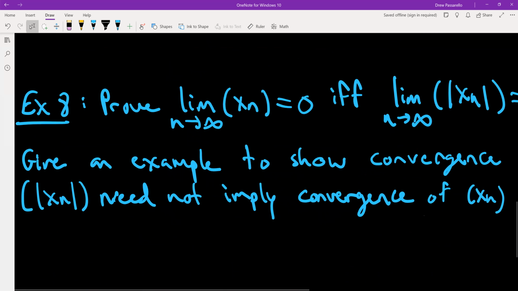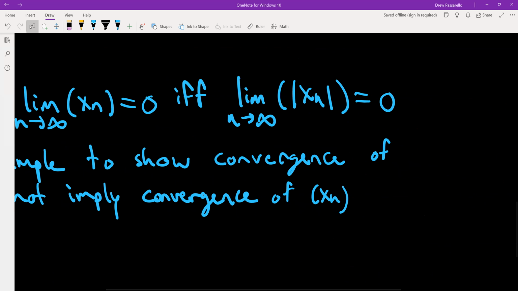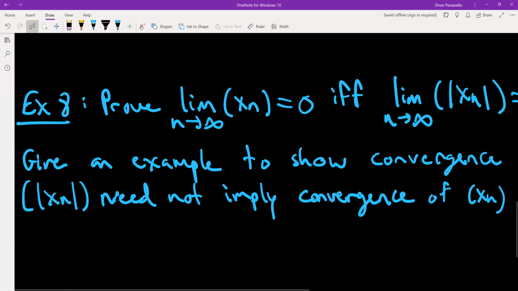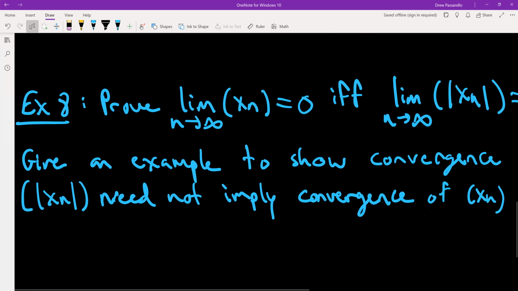And then last, here's example 8 from that section, and this will be proving that this limit equals 0 if and only if the limit of the absolute value of the sequence is also 0. And then give an example to show that convergence of the sequence of absolute values of the terms does not imply the convergence of the sequence without the absolute value.